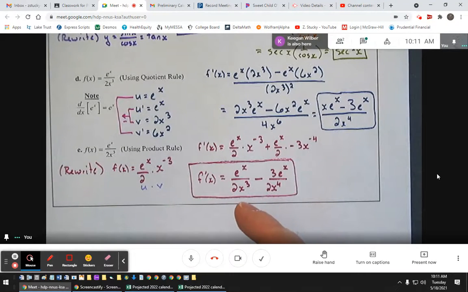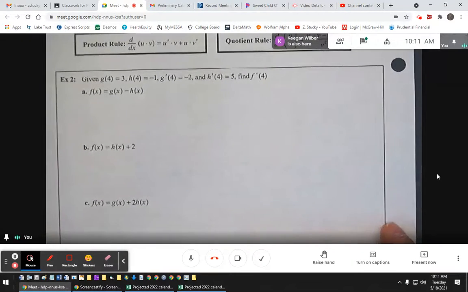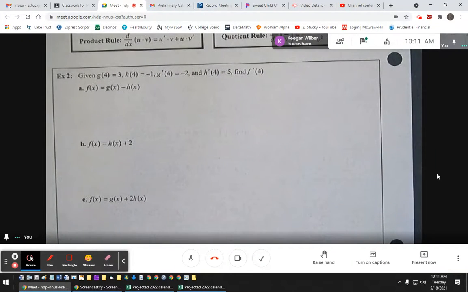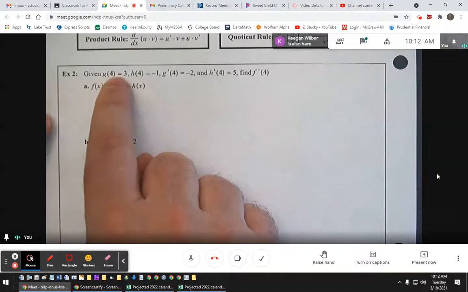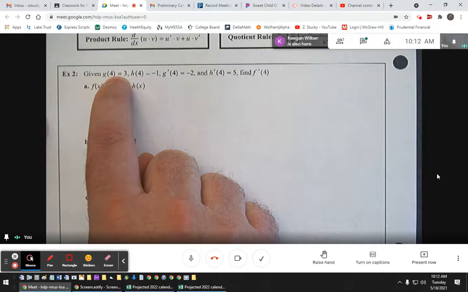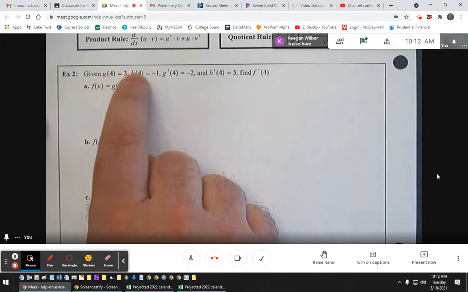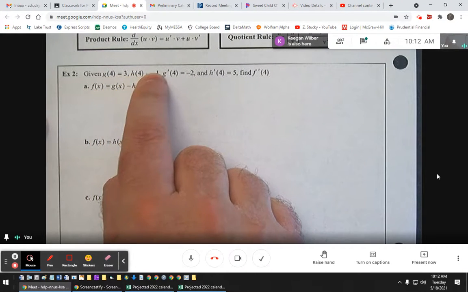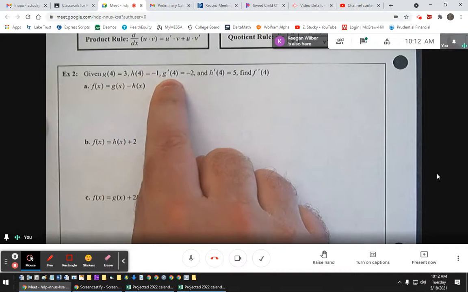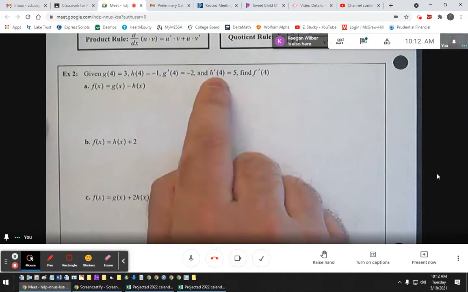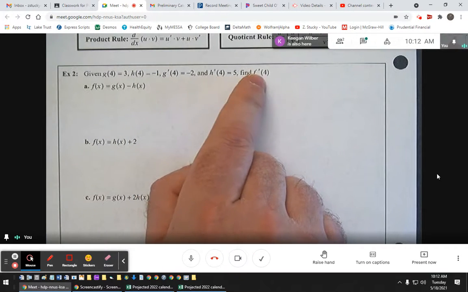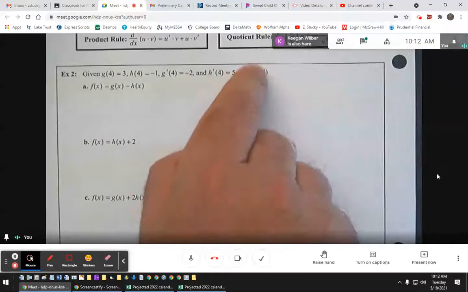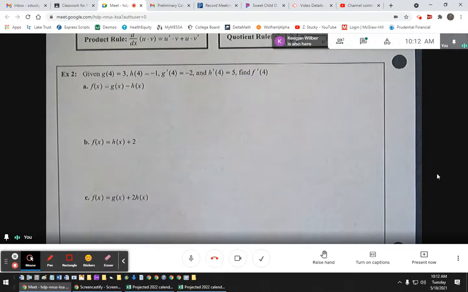What do you think? All right, now the last bit, I think these are fun. This is what we call sparse information. I haven't given you anything except for these 4 pieces of information. The function g at 4 is 3. The function h at 4 is negative 1. The derivative of g at 4 is negative 2. The derivative of h at 4 is 5. And we need to figure out what f prime of 4 is. So I haven't told you what the functions are, but we can still figure out their derivatives.